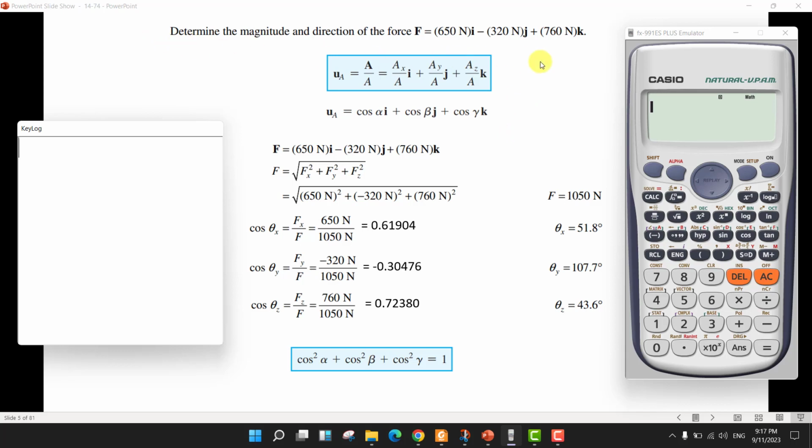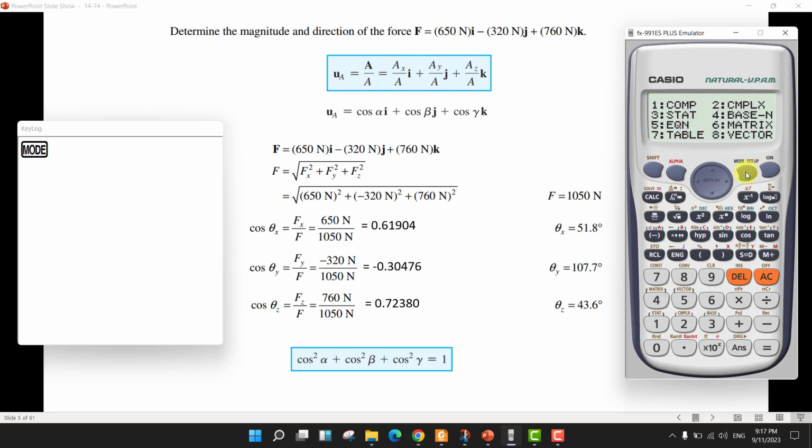We are going to solve this problem using a calculator. The problem says to determine the magnitude and direction of this given force. So we will enter this force F as a vector in the calculator, and then we will find the absolute of that vector, which will give us the magnitude of this force F.